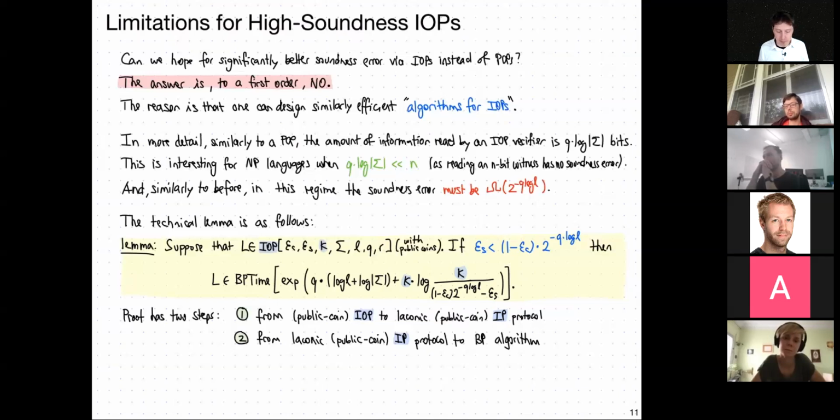And yeah, so this is roughly the takeaway: as of today, we know that IOPs can help us a lot with proof length. We do not know yet how they can help us a lot with soundness error.